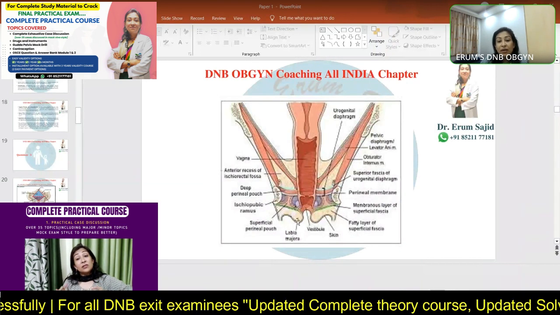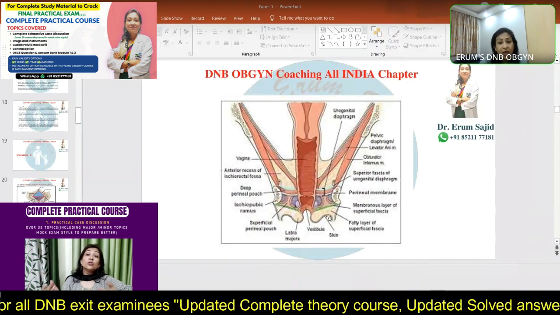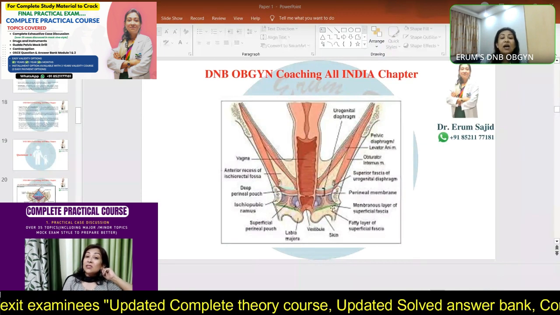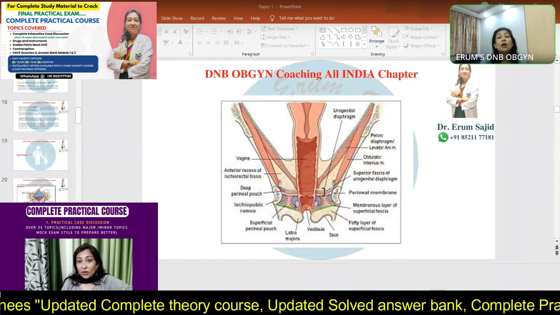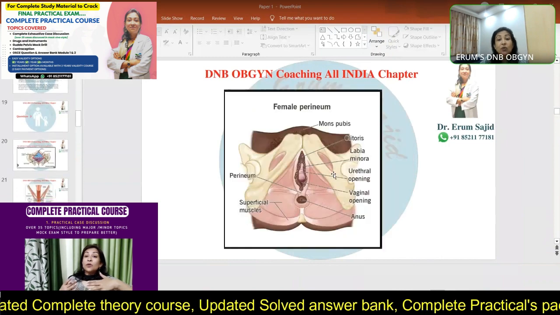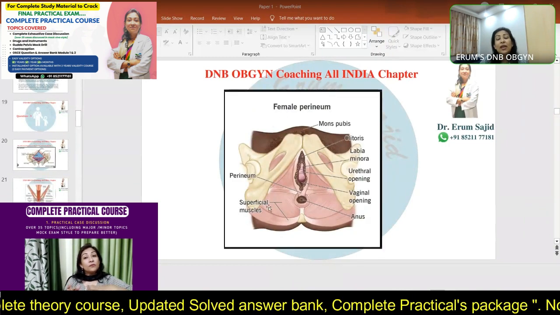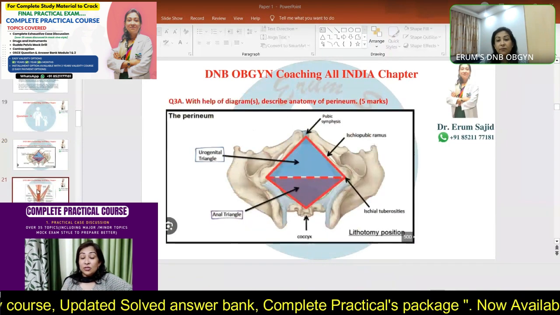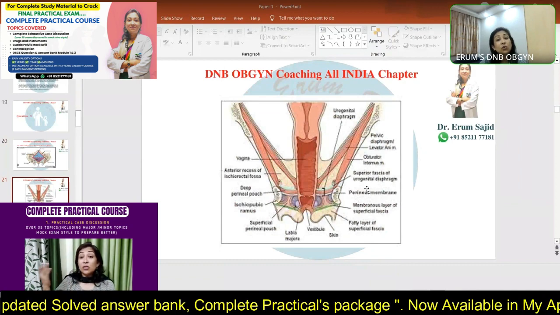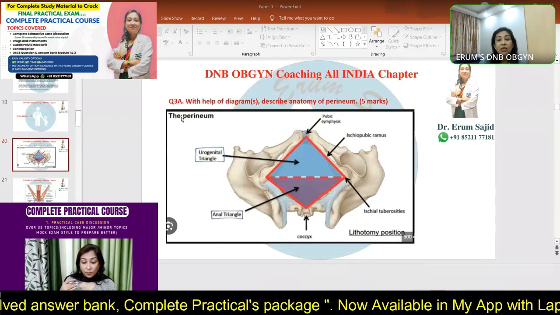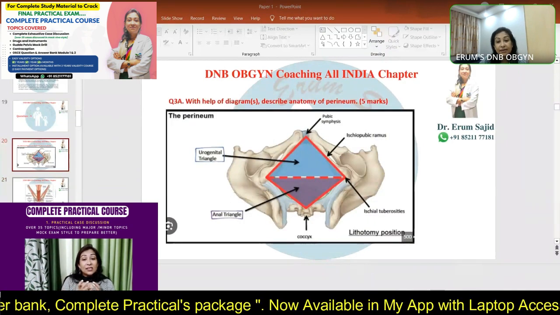So here, if you can add this as well and make this diagram, there's hardly anything for you to write down, guys. Again, I'm telling you, this might not help you much, but these two figures are sufficient to describe the anatomy of the perineum, guys.